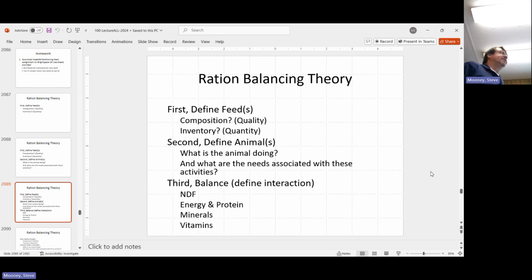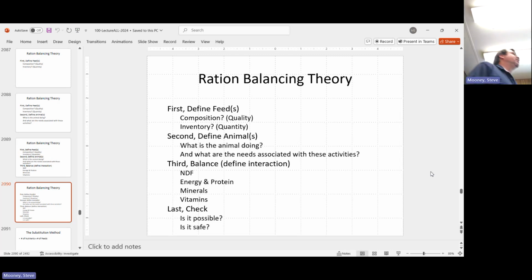Third, we're going to balance our ration. We're going to take the feeds and put them with the animals and see if we can make them match up in some way. I usually balance first for NDF, then I kind of do protein and energy together. I was taught do energy first, protein second. I tend to do them at the same time in a computer program. I save minerals and vitamins for last. And we'll show you how to do that when we start doing things electronically.